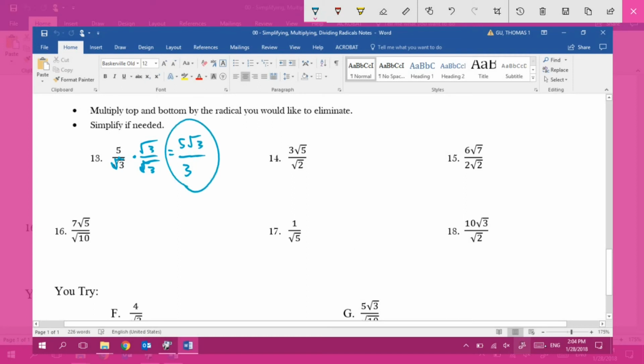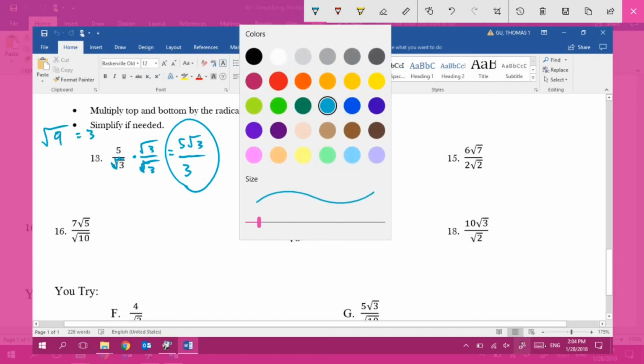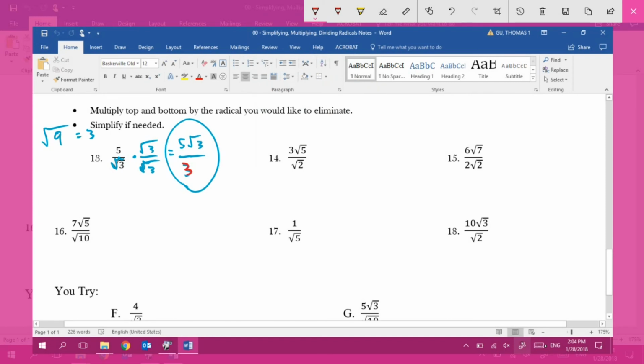Now, why does this all happen? Because square root of 3 times square root of 3. Remember, you can multiply inside by inside. 3 times 3 is 9. And then square root of 9 is what? 3. That's how I got this 3 that's right here. Bam. Because I multiplied this.